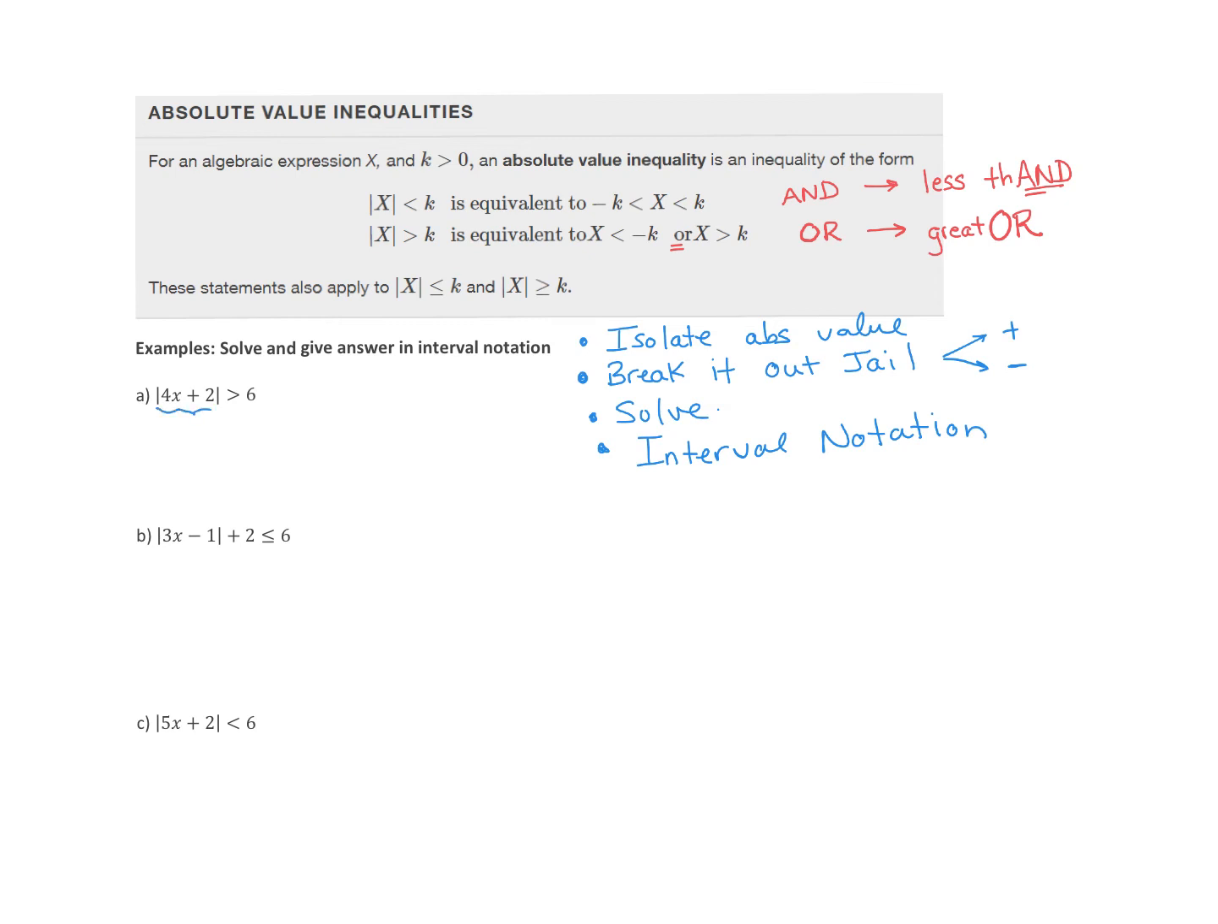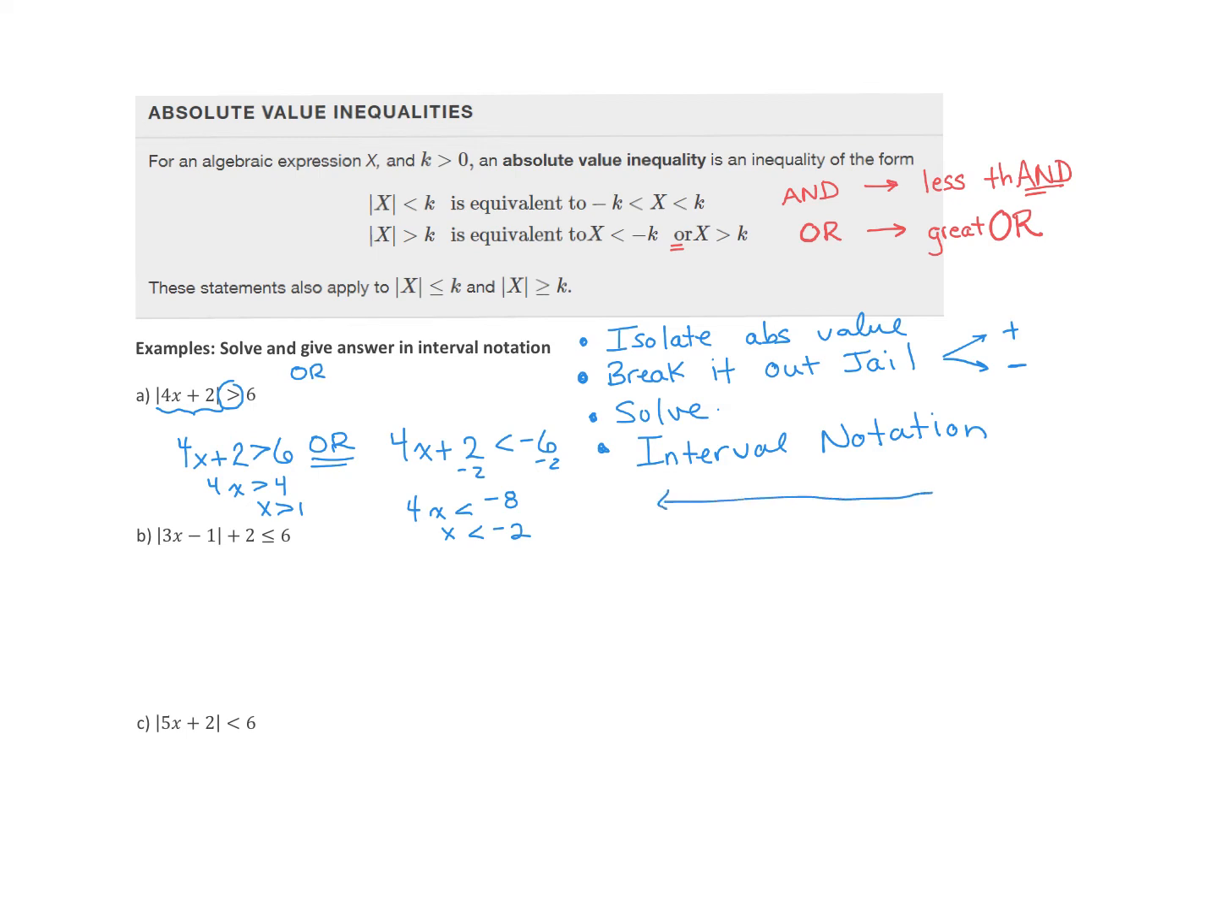So here we have this isolated already, and this is a greater than, so this is an or statement. So we're going to have the word or, and it's important that we write that word because that's going to tell us if we're looking for the intersection or not. So the first time we're just going to drop the absolute value symbol and keep the 6 positive. And on the other one, we're going to drop the absolute value and switch the direction and the sign of the number on the right. So this is going to give me 4x is greater than 4, or x is greater than 1. This is going to give me 4x is less than negative 8, or x is less than negative 2.